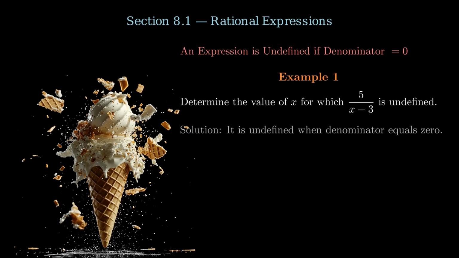Let's look at an example. Determine the value of x for which the expression 5 over x minus 3 is undefined. It is undefined when the denominator, x minus 3, equals 0. This means that the expression is undefined when x equals 3.